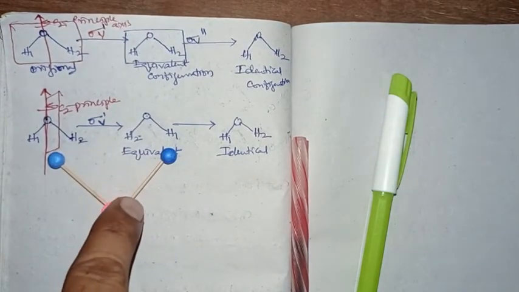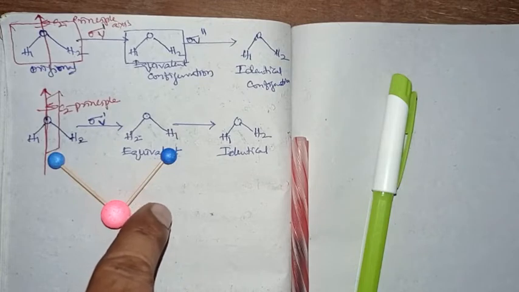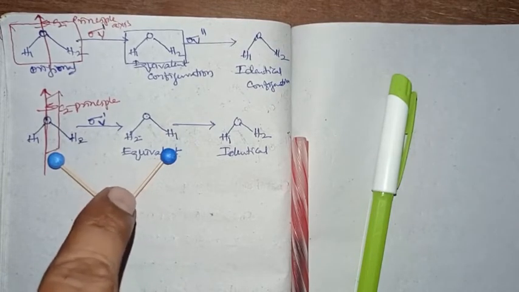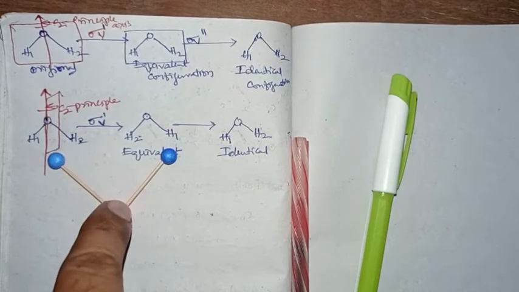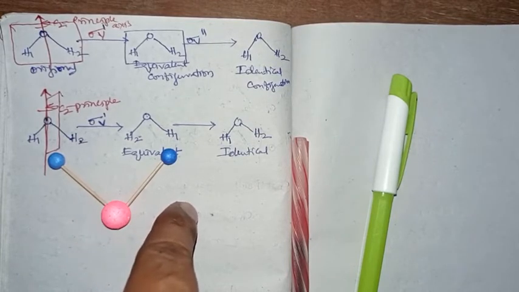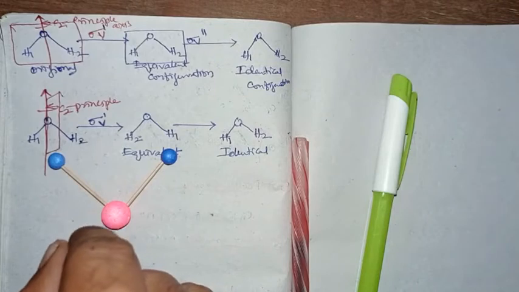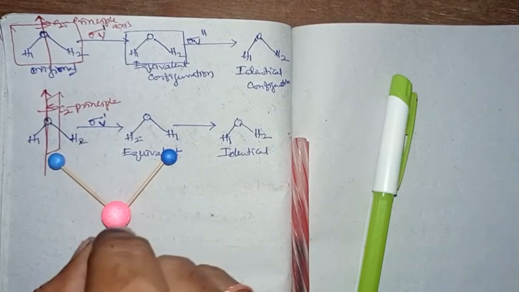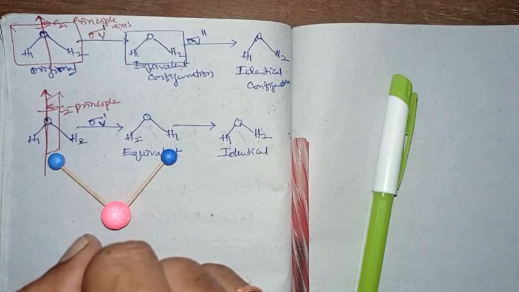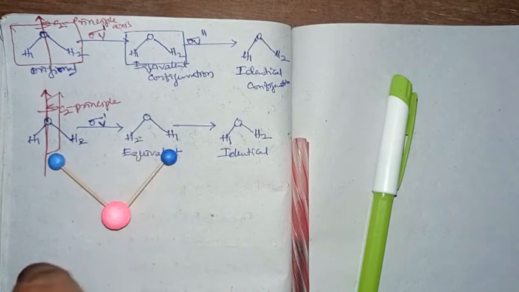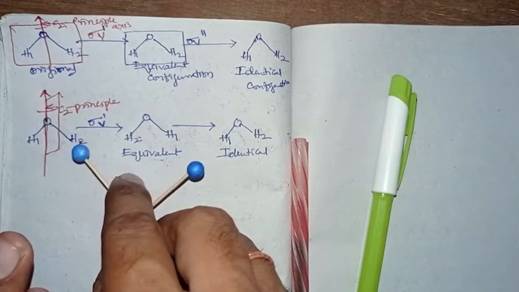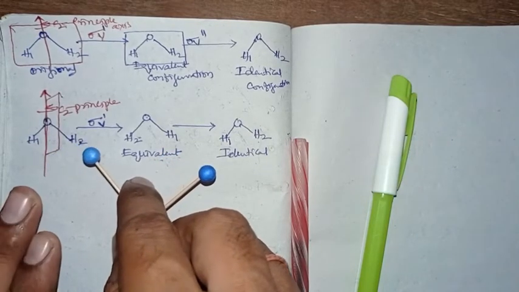Is this configuration equivalent or identical? No, it is neither equivalent nor identical, right? So the generated configuration on inverting the atoms is not equivalent or identical. So an inversion center is never possible in the water molecule. Like this, there are no more symmetry elements in water.